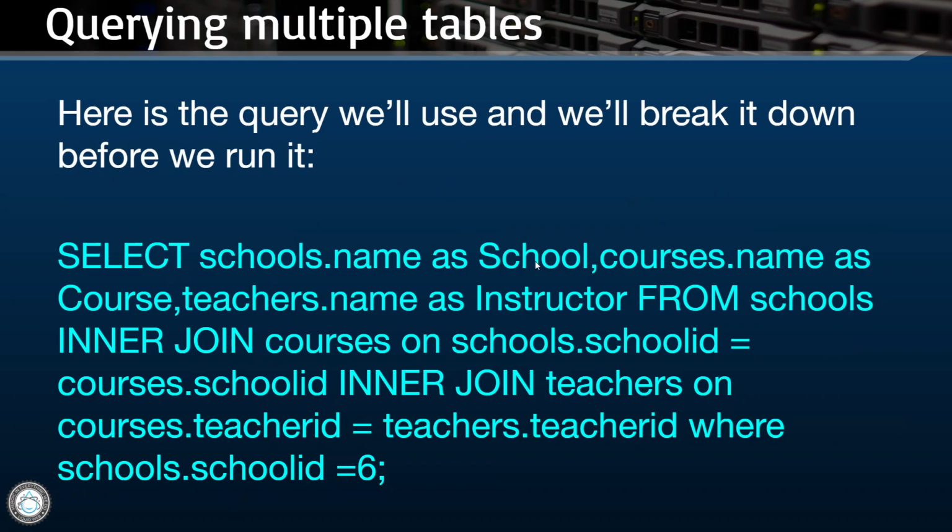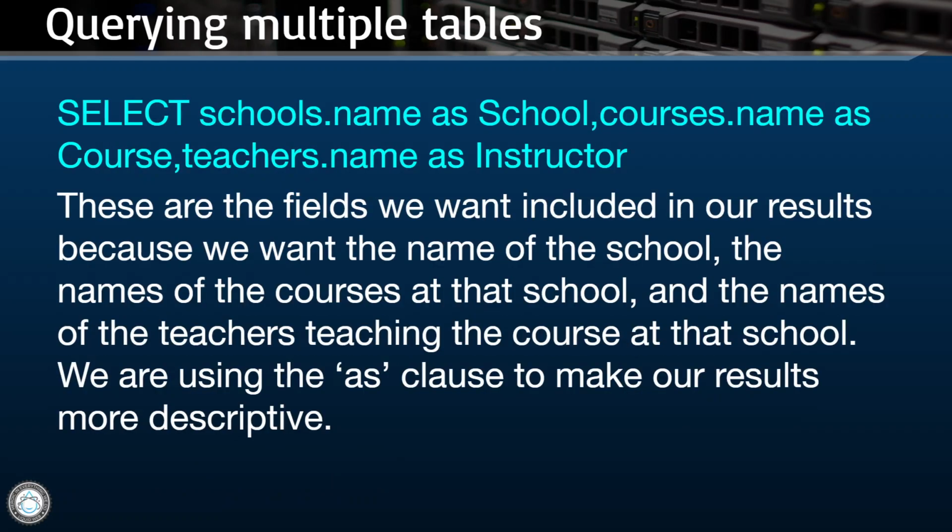So this is the query that we're going to run, and let's break it down so it makes more sense. Because you've seen this all before, it's just now it's all mushed together. So let's start with the beginning. What information are we interested in? So we want to see the name of the school, and since we're dealing with multiple tables, we want to explicitly say we want the name from the school table. We want the name of the course from the courses table. And lastly, we want the teacher's name from the teacher's table.